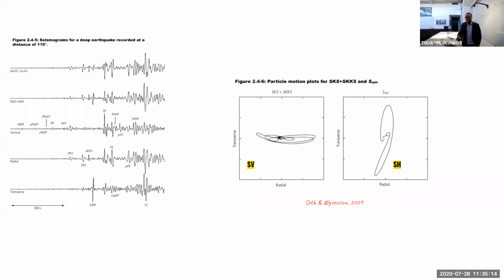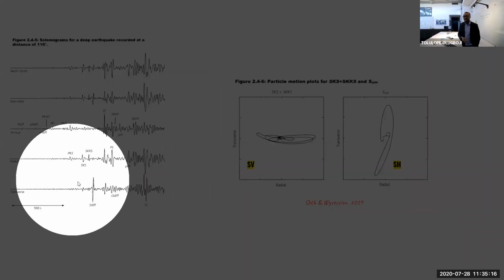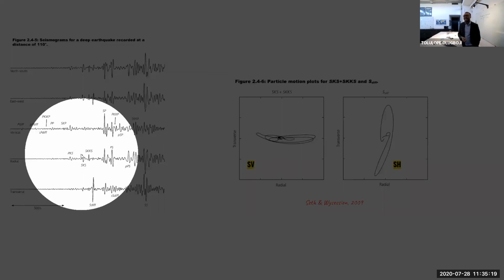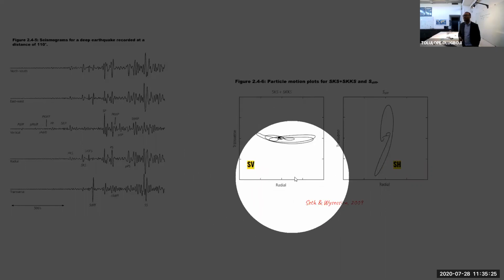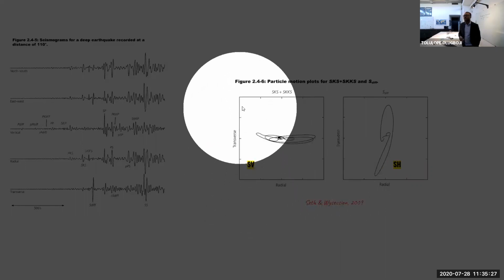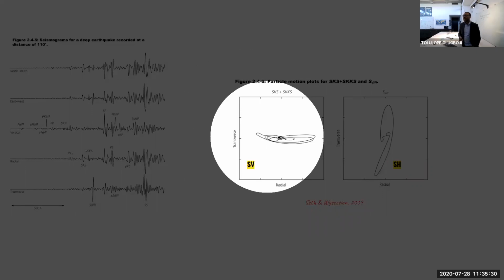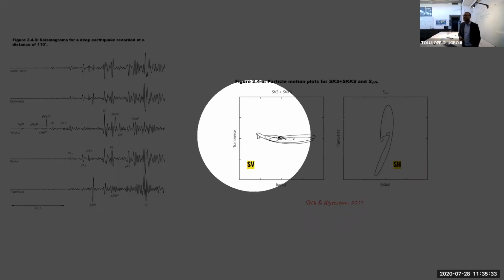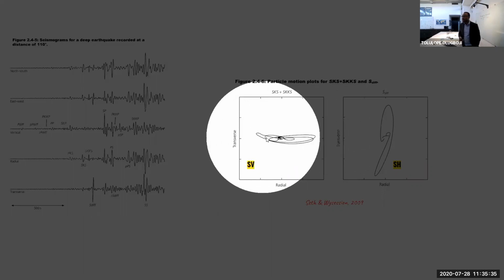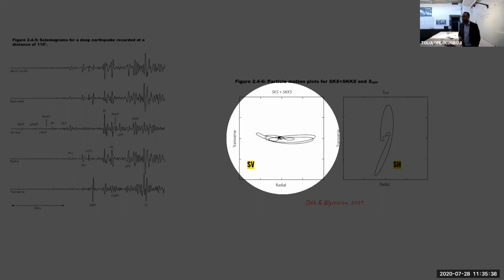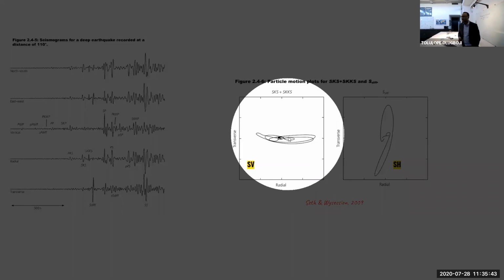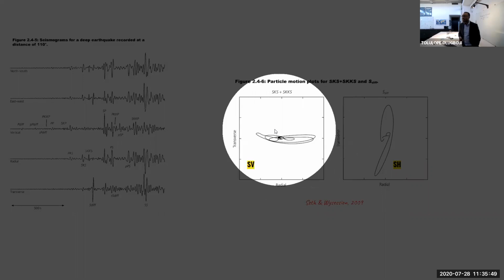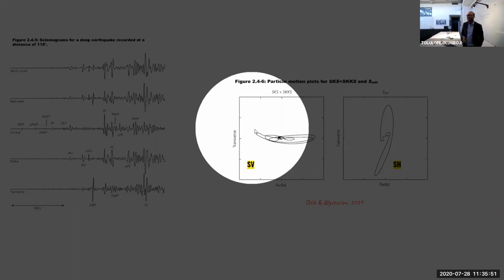So if you take, after rotation into the radial-transverse plane, this SKS, SKKS phase, and you just plot how the ground is moving in the horizontal plane after rotation, that is in the radial-transverse direction, you notice that this SKS, SKKS phase is polarized in the radial direction, right? Most of the motion is in the radial direction, but there's a slight motion in the transverse direction, imparting onto this phase some ellipticity that you can see.